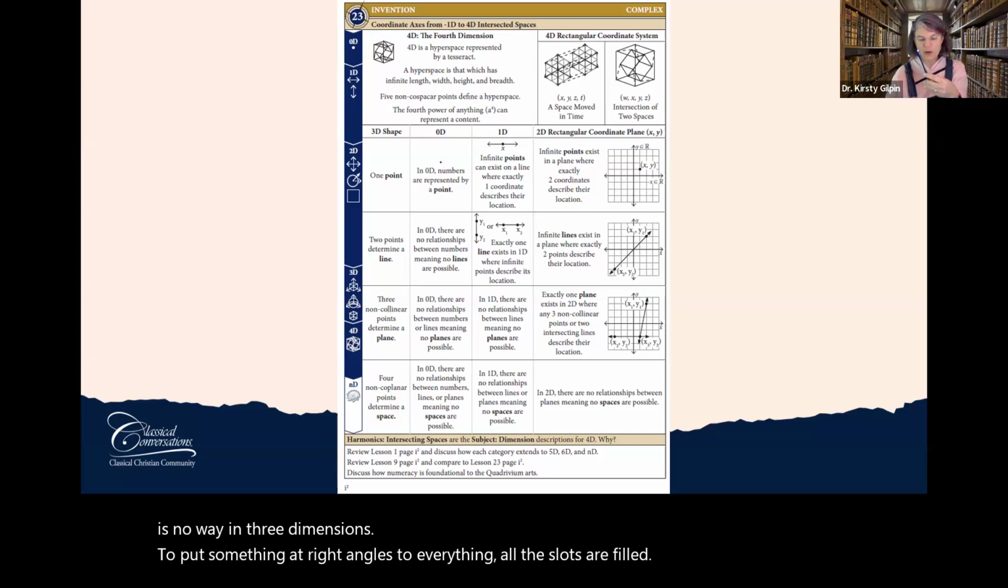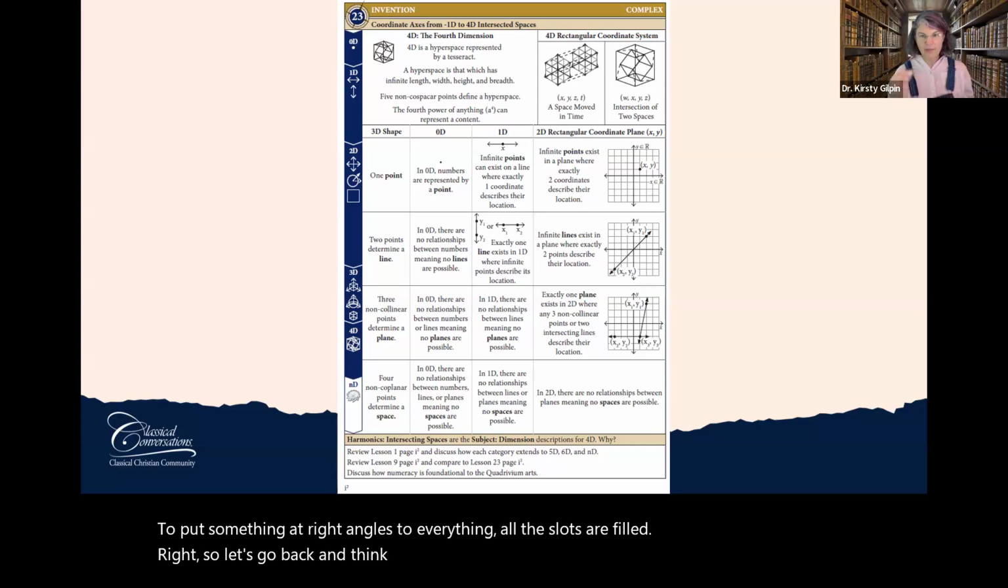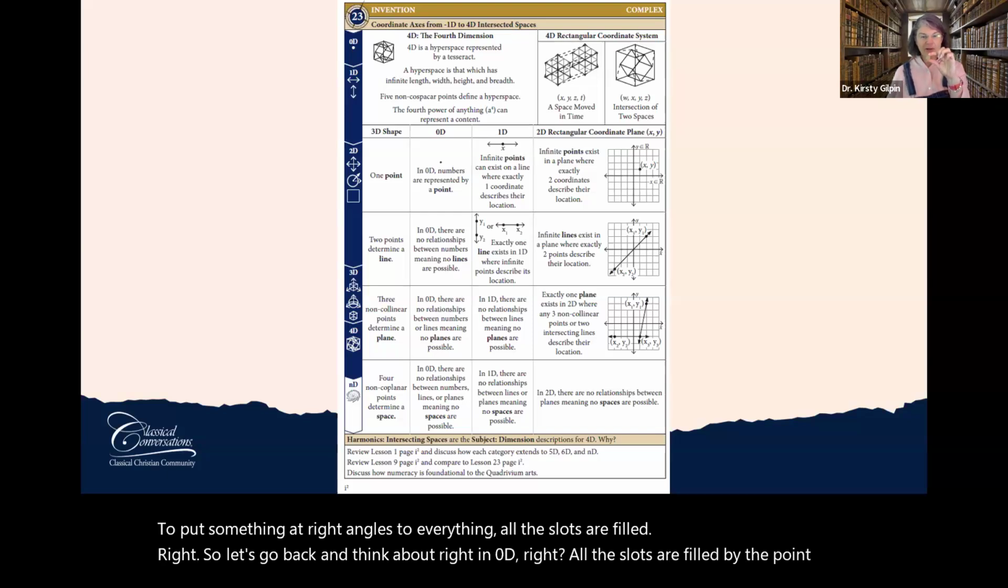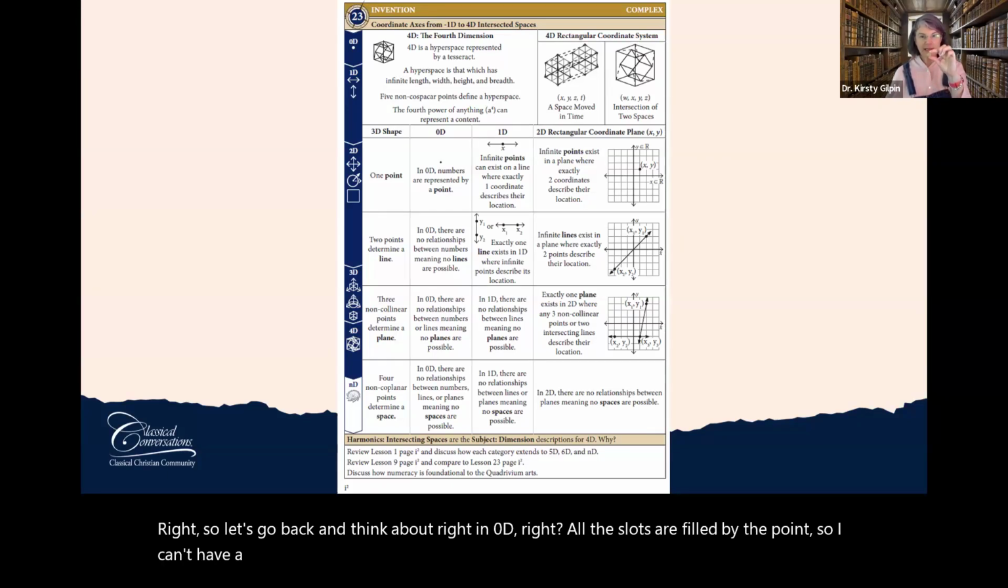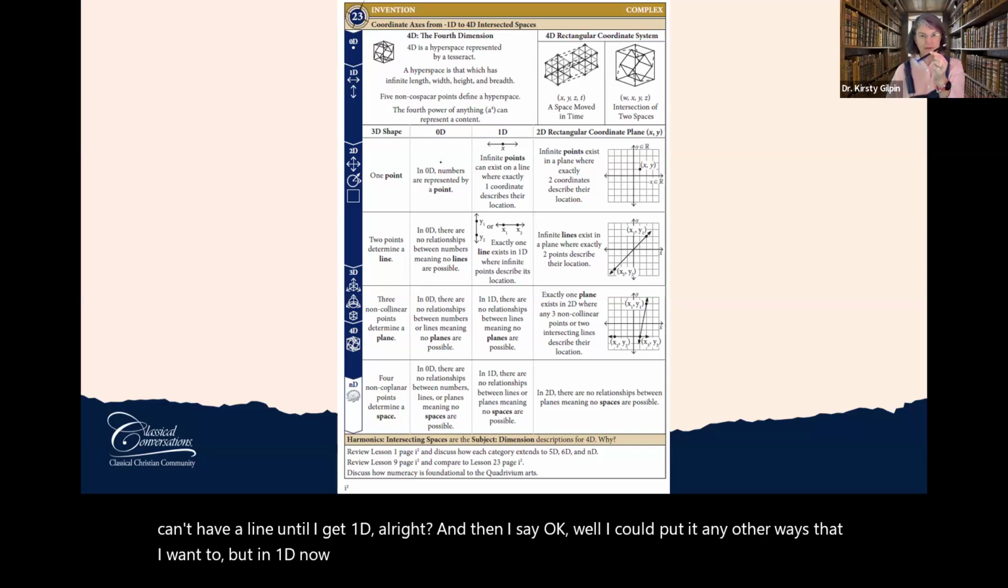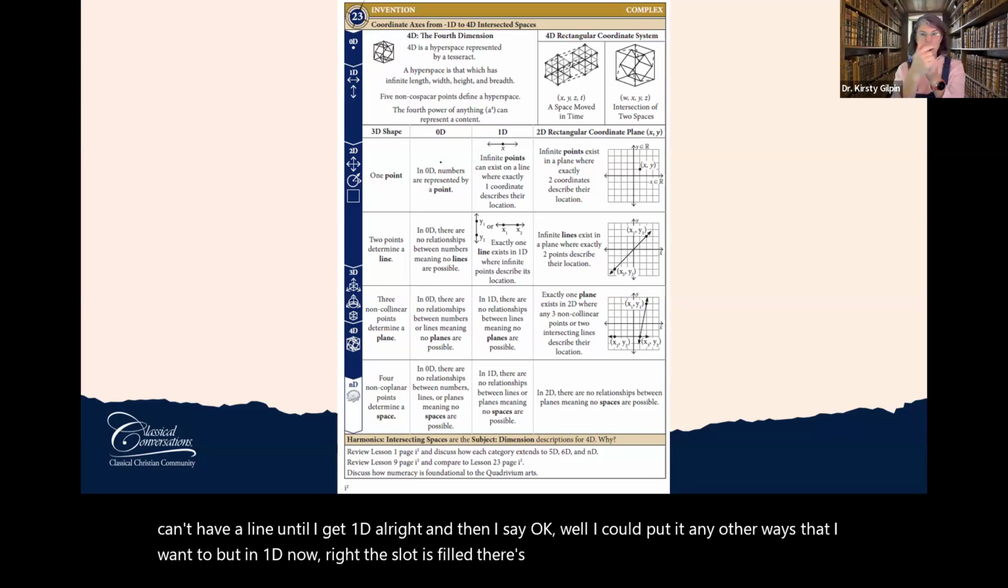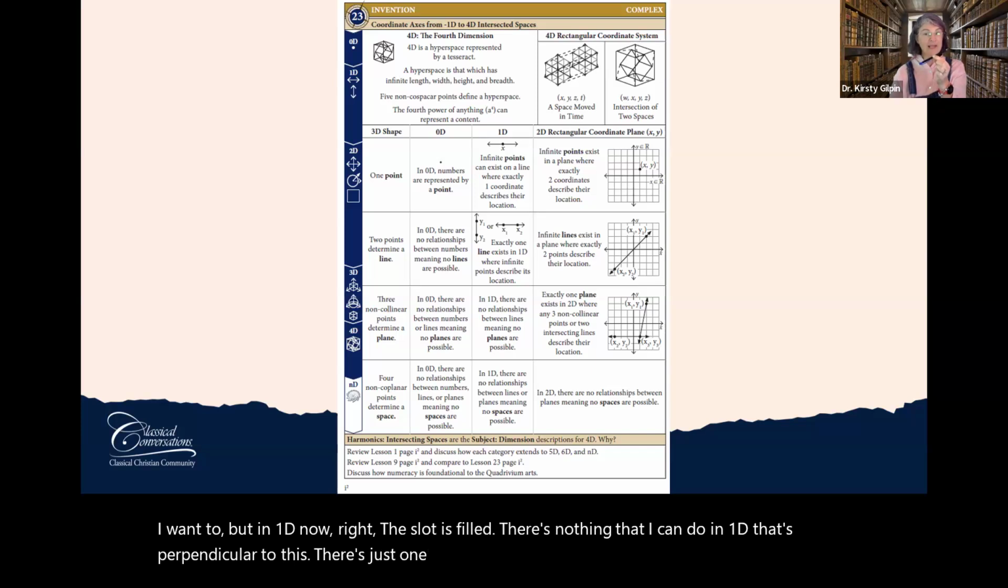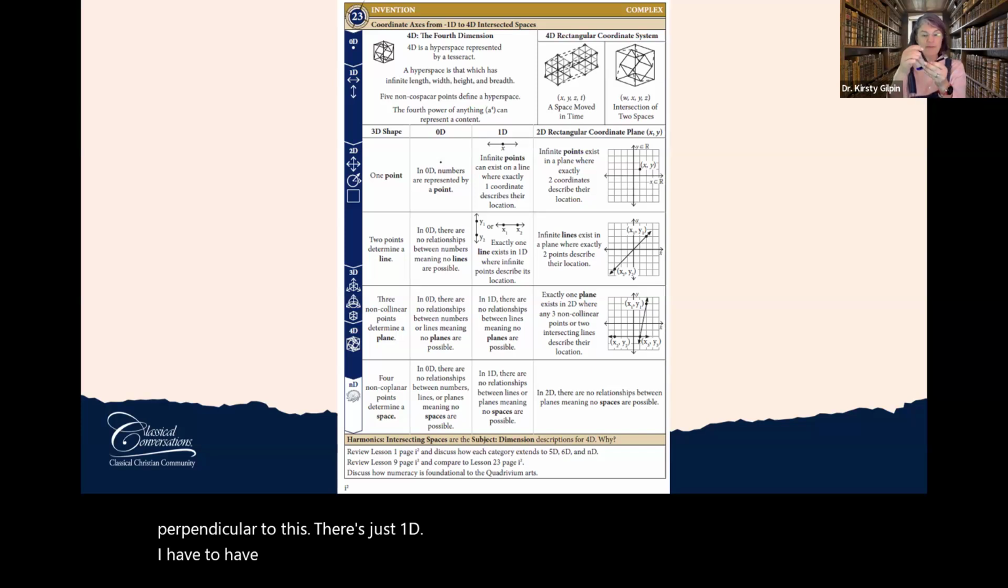So let's go back and think about this. In 0D, all the slots are filled by the point. So I can't have a line until I get 1D. And then I say, okay, I could put it any of the ways that I want to. But in 1D now, the slot is filled. There's nothing that I can do in 1D that's perpendicular to this. There's just 1D. I have to have 2D in order to have that second axis.